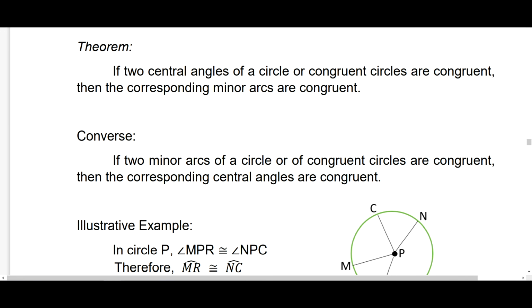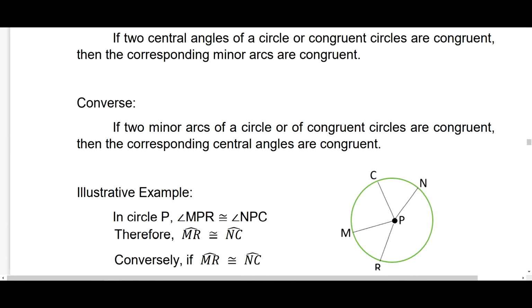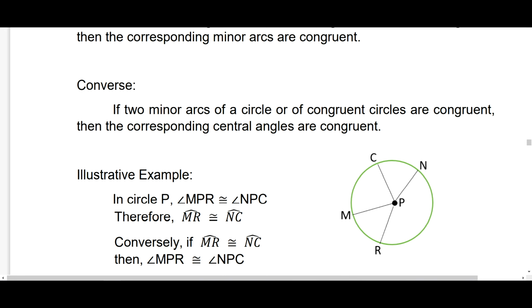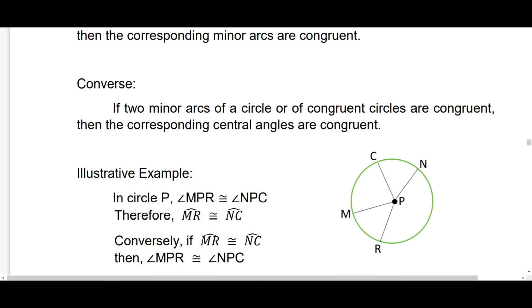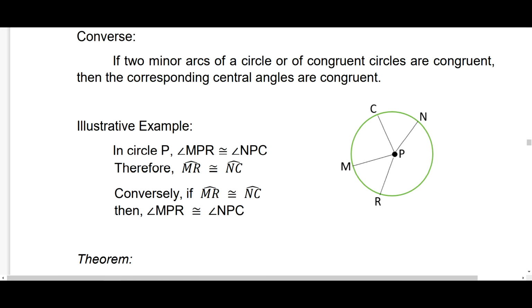If two central angles of a circle or congruent circles are congruent, then their corresponding minor arcs are congruent. So, parang ito lang yan. If angle MPR is congruent to angle NBC, therefore, itong si arc MR ay congruent din dito. So, example, kung 20 din yan, ibig sabihin si N ay 20 din, si arc MR ay 20. Yun lang yun.